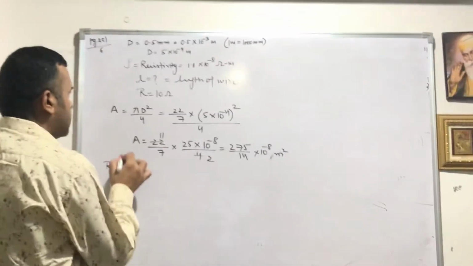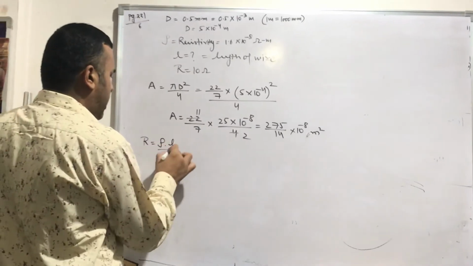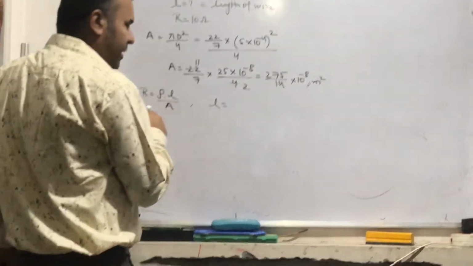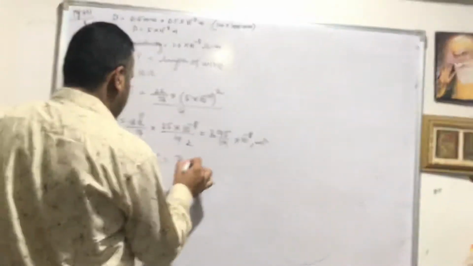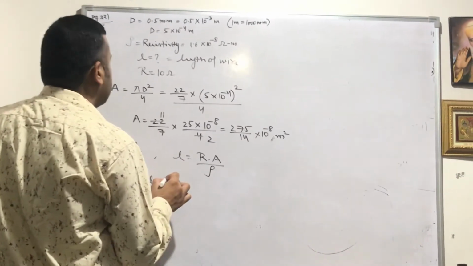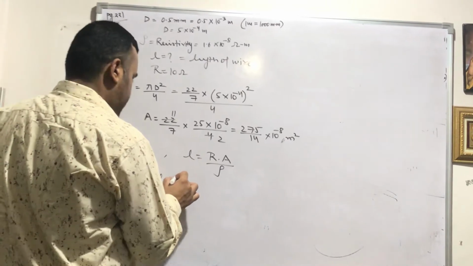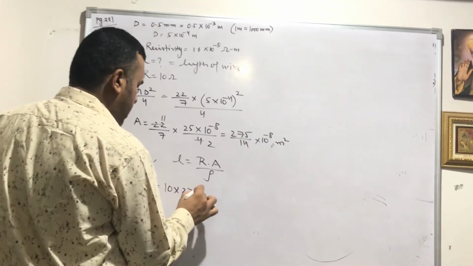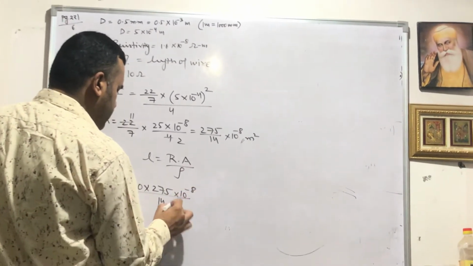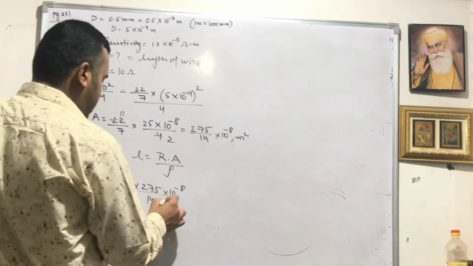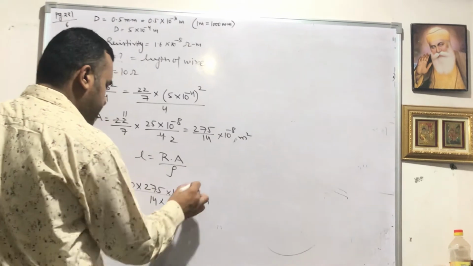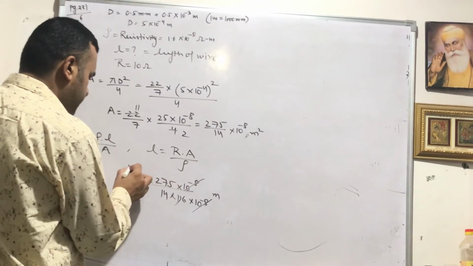You know the formula for resistance. R is equal to rho into L by A. We have to find out length. If you take rho and A to the other side, you will get R into A by rho. So length, in place of resistance, you can write down 10 ohm. In place of area, you can write down 275 by 14 into 10 to the power minus 8. And in place of resistivity, you can write down 1.6 into 10 to the power minus 8. Unit of length is meter. Rest are your calculation skills.